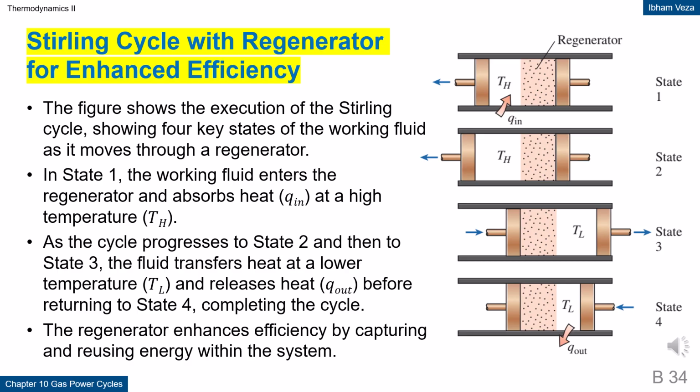The Stirling cycle consists of four main processes involving isothermal expansion and compression and regeneration. The working fluid absorbs heat at high temperature and releases heat at low temperature. The regenerator stores heat during one part of the cycle and returns it during another part.